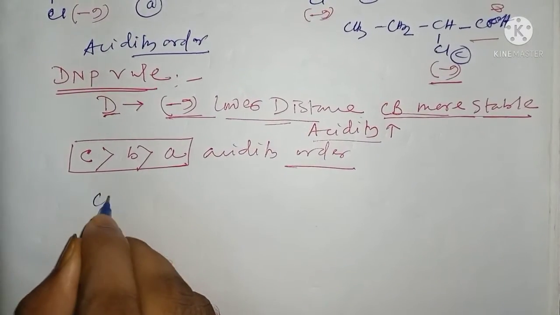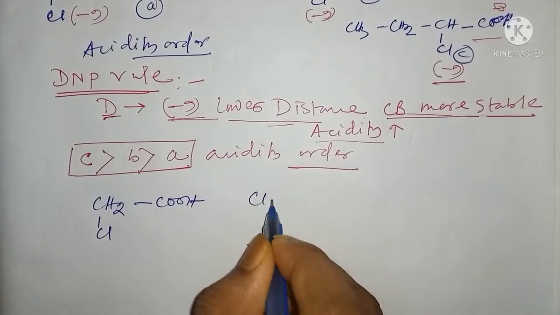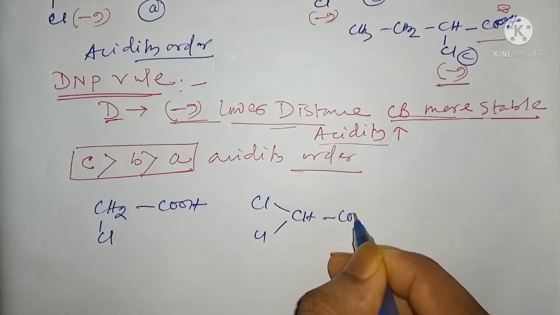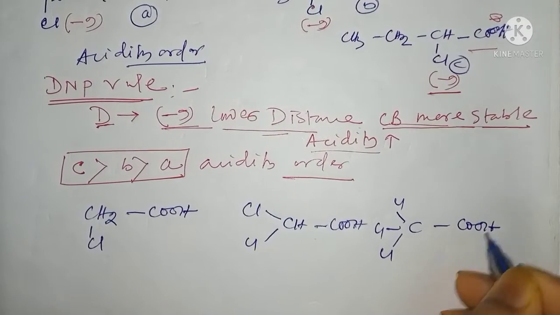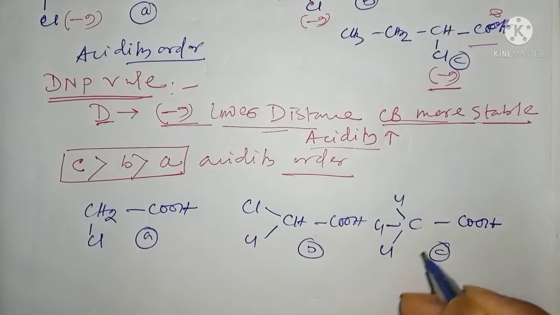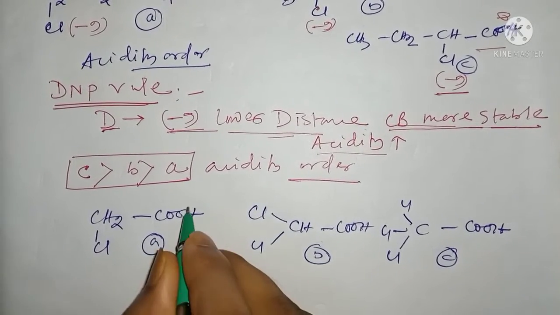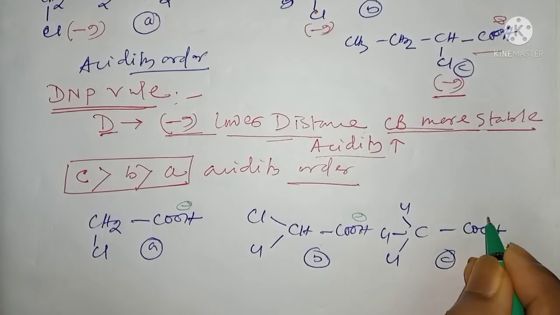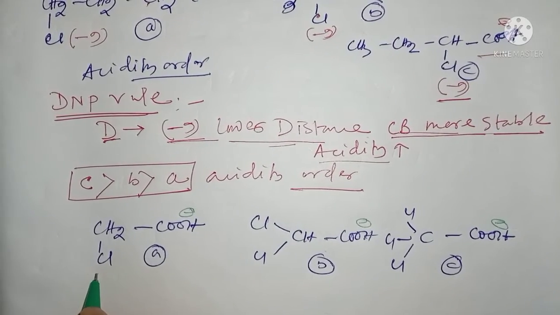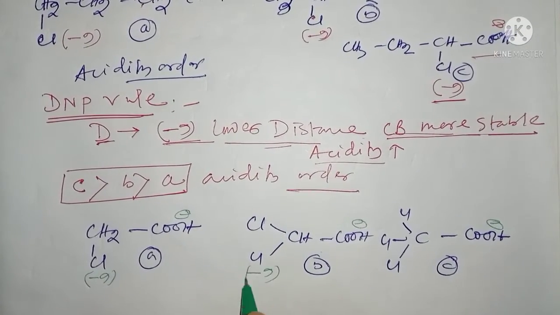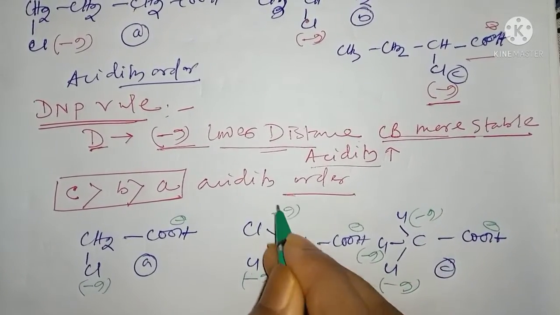Now another example: CH2ClCOOH, CHCl2COOH, CCl3COOH. This is A, B, C. Arrange the acidity order. Acidity order means conjugate base formation: a negative charge after H+ is removed. Now check: all the Cl are minus I effect. There are 3 minus I effects, 2 minus I effects, and 1 minus I effect.